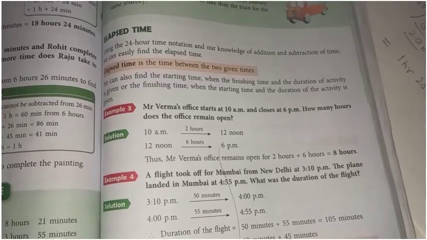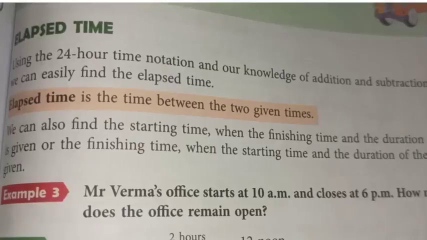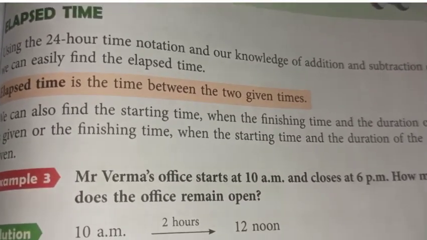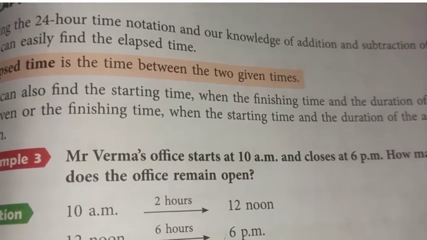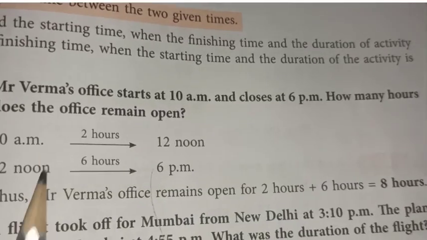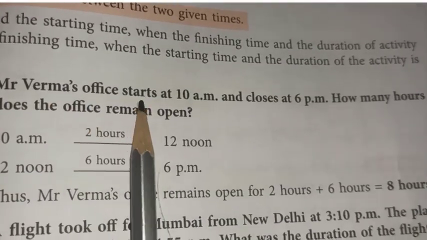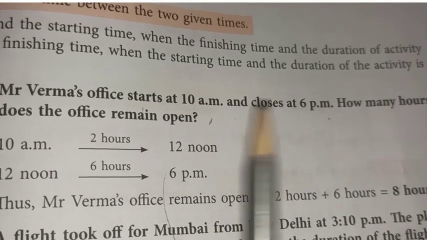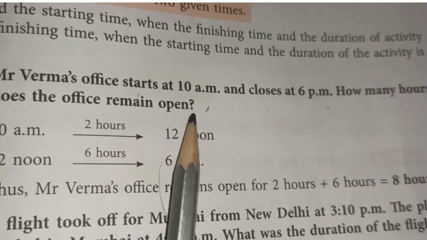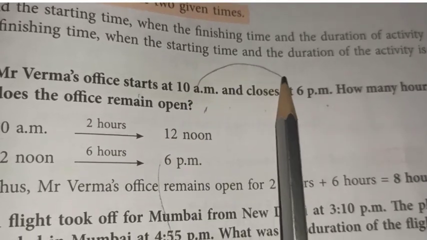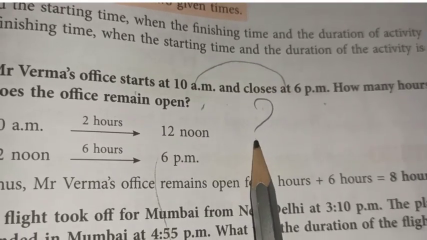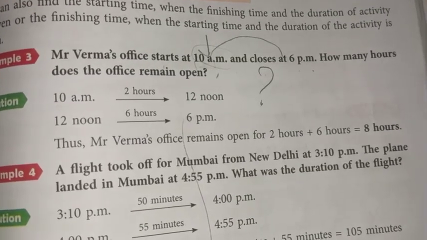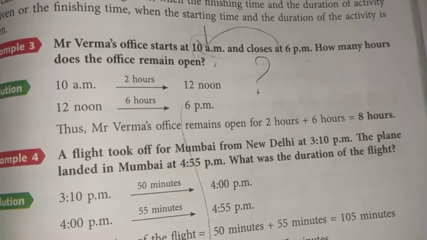Now let's get started with understanding the topic. First of all, you have to understand what elapsed time is. Elapsed time is the time between two given times. Suppose in example number 3, they have given us Mr. Verma's office starts at 10 a.m. and closes at 6 p.m. Now they're asking how many hours the office remains open. That means from 10 a.m. to 6 p.m., how many hours are there. So basically in this question we have to figure out how many hours are there between these two timings.